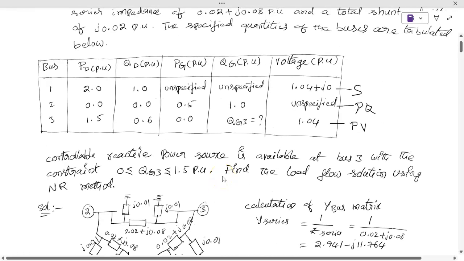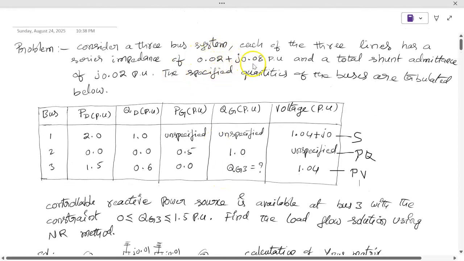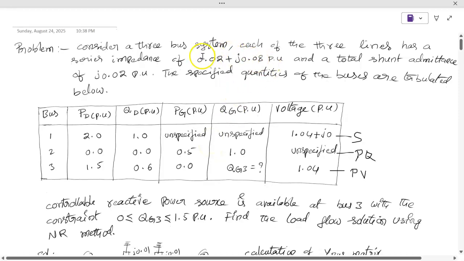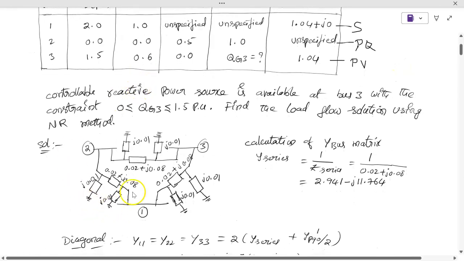And they have given a series impedance of 0.02 plus j 0.08. So that I have mentioned here. This is the series impedance, this is the series impedance, this is the series impedance, because for all 3 lines they have given the same series impedance. As well, for all the lines they have given the same shunt admittance, that is j 0.02. So here I have represented the same series impedance Z.